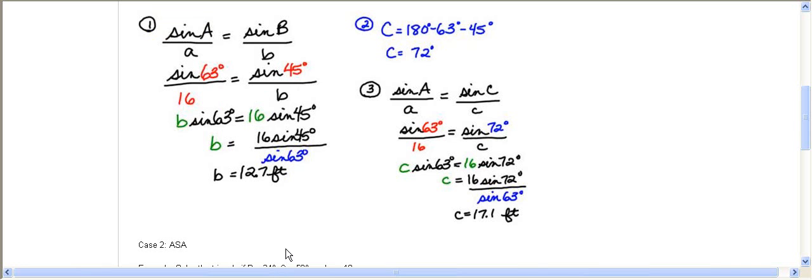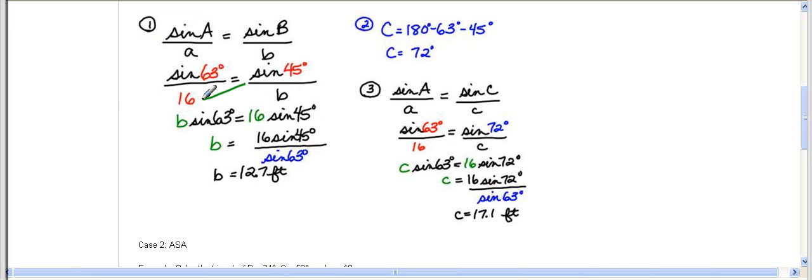If we cross multiply, we get B times sine of 63 is equal to 16 times sine of 45. So all we're doing there is cross multiplying. And in fact, I probably should have put this in the form A over sine A, B over sine B. I'm used to working with the other form, but it really doesn't matter. In some of the other videos I've changed that, and you'll see that it kind of saves you some steps.